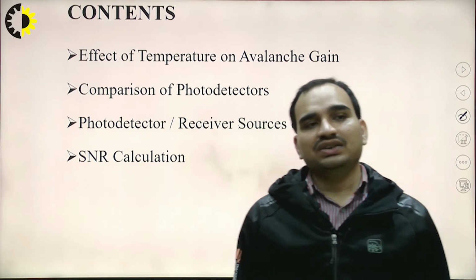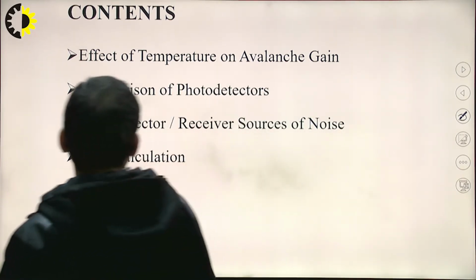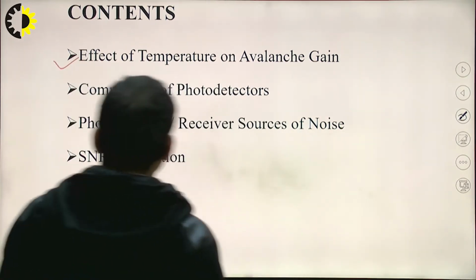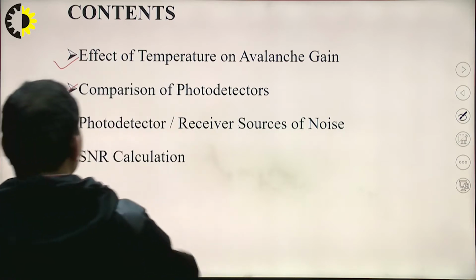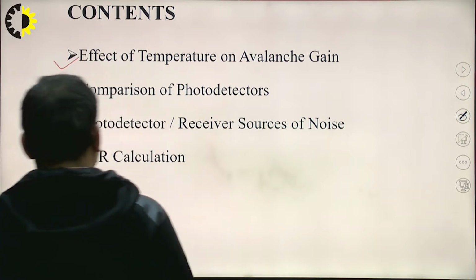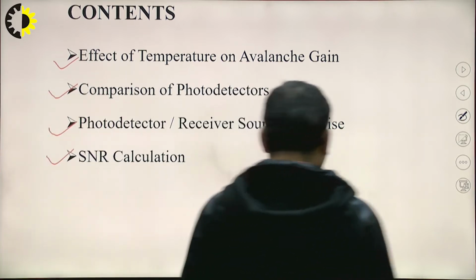So let's start the lecture. In this we will be discussing the effect of temperature on the avalanche gain. These are the contents: the comparison of the photodetectors, then the photodetector receiver sources of noise, and finally we will be concluding with the signal to noise ratio calculations.